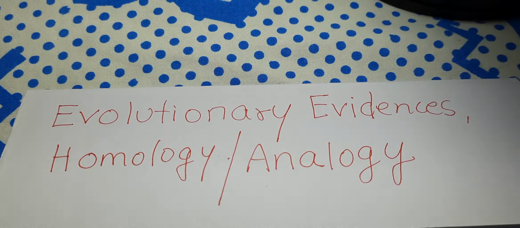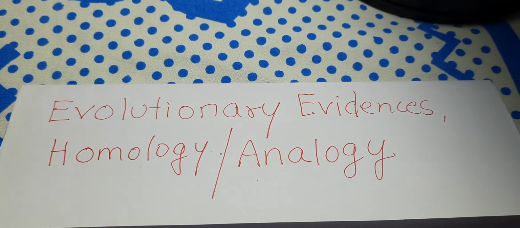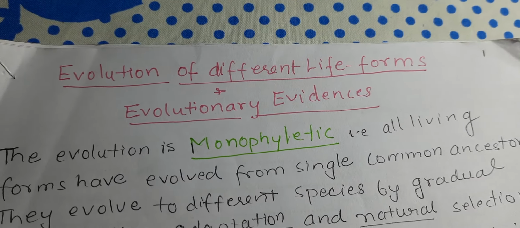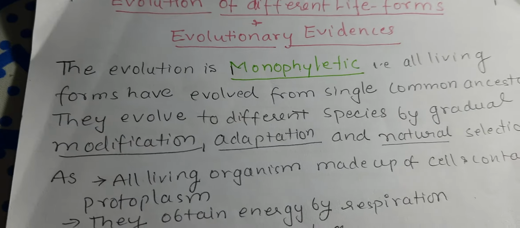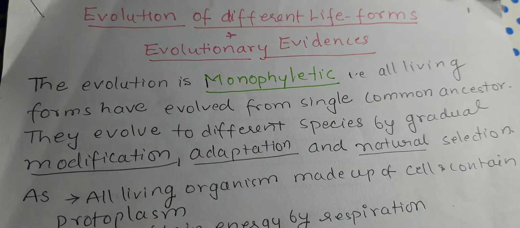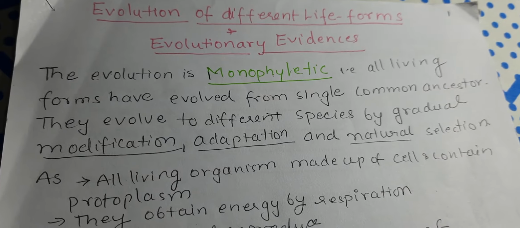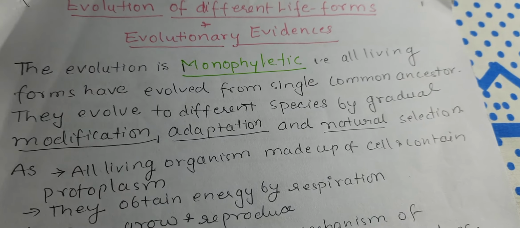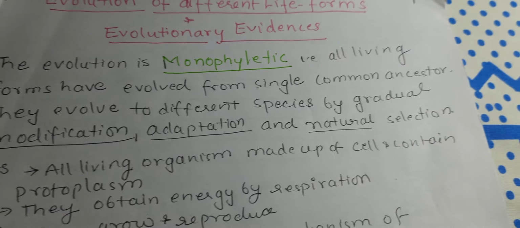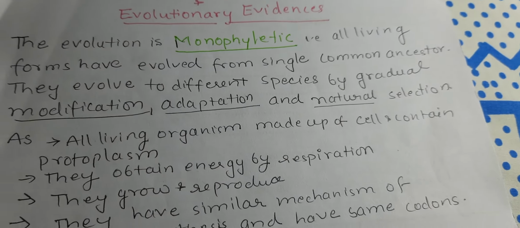Dear student, today we will be talking about evolutionary evidences, that is homology and analogy. So here we'll be talking about evolution of different life forms and the evolutionary evidences. The evolution is monophyletic, that is all the living beings, all living forms, have evolved from a single common ancestor, and they have evolved into different species by gradual modification, adaptation, and natural selection.